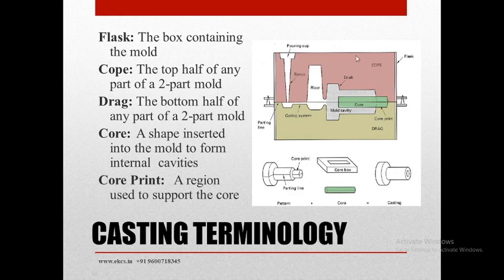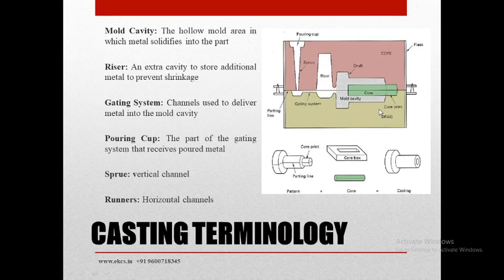So this is the flask, the top is the cope, the bottom is the drag, then this is the core, and this is the core print. Then we have a mold cavity here, then a riser to feed the metal to prevent shrinkage. Extra metal should be there, because once the metal here solidifies, the excess metal will be supplied from the riser here. Then we have a gating system.